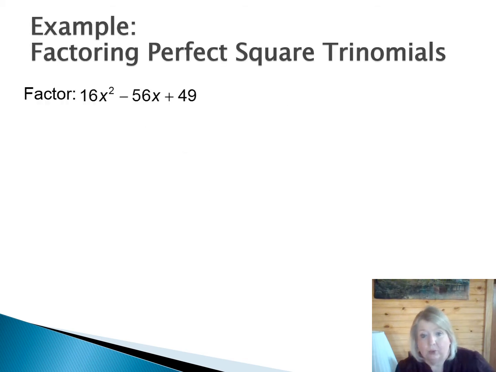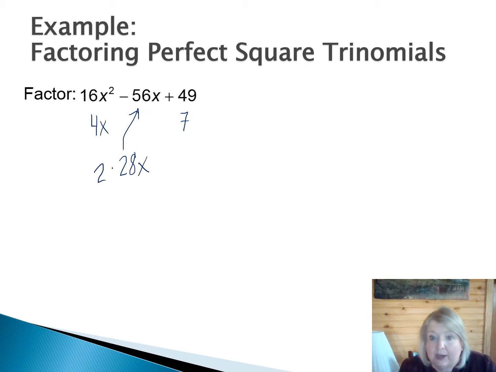For example, when I see this problem, the first thing I see is that 16 is a square number and 49 is a square number. So I'm thinking 4 for x, no, I don't write it. I'm thinking 7. I see those squares right off the bat. Now multiply those together, I get 28x. If I double 28, I get 56. Therefore, this is a perfect square trinomial.